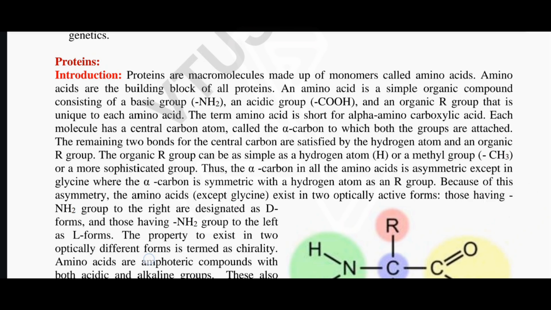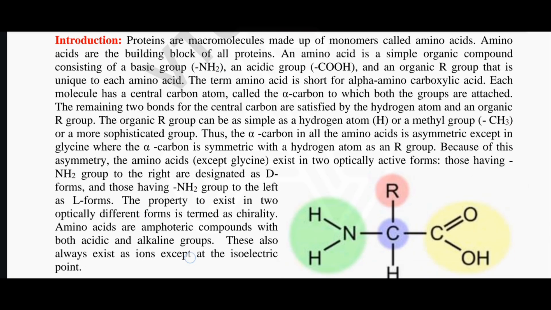Then proteins. Introduction. Proteins are macromolecules made up of monomers called amino acids. Amino acids are the building blocks of all proteins. An amino acid is a simple organic compound consisting of a basic group called NH2, an acidic group called COOH, and an R group that is unique to each amino acid. The term amino acid is short for alpha amino carboxylic acid.